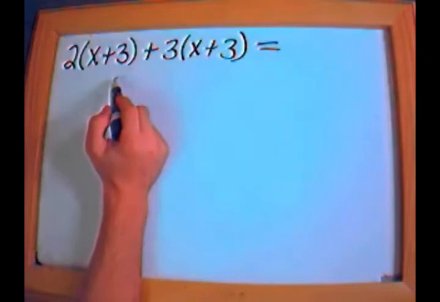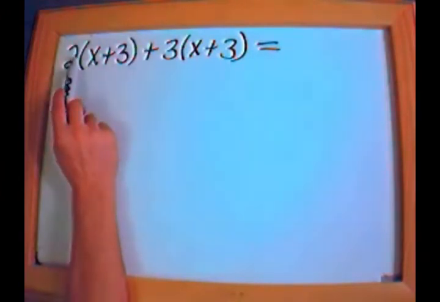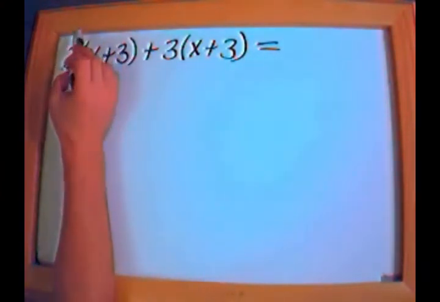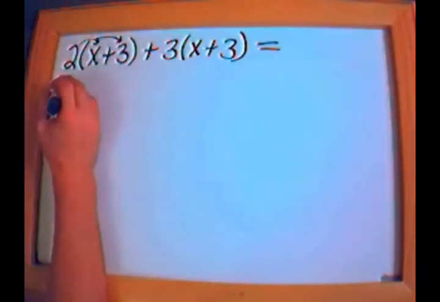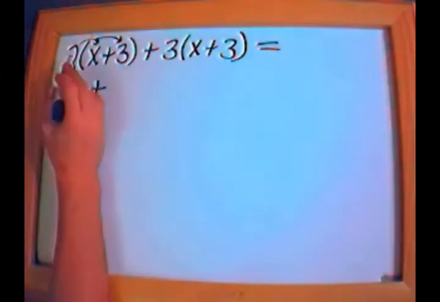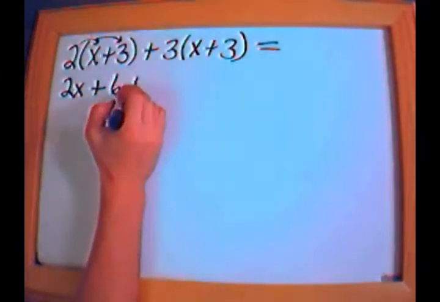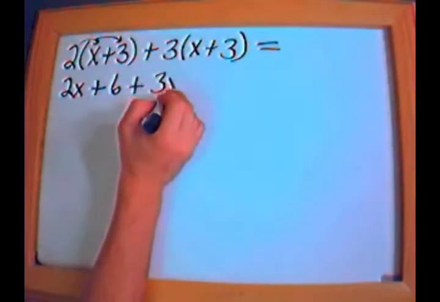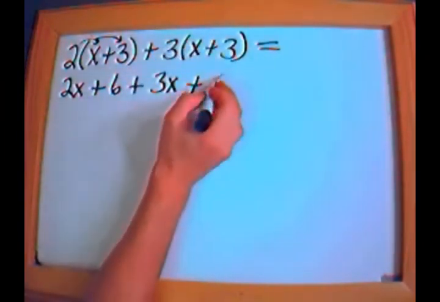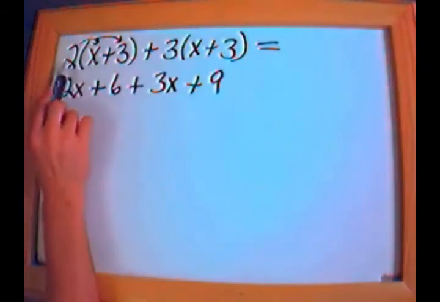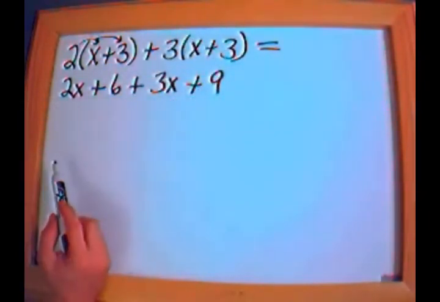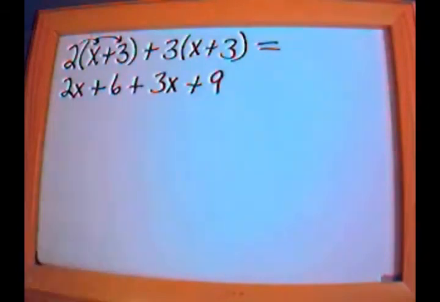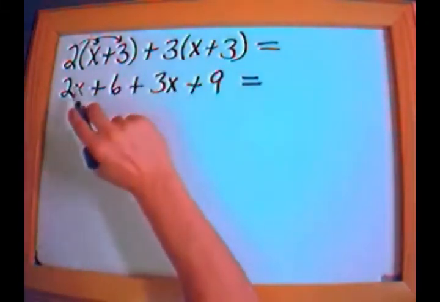Can't really do that. But I do have a number outside of a parenthesis, so I can use the distributive property, remember, to distribute this 2 in. 2 times x is 2x, plus 2 times 3 is 6, plus 3 times x is 3x, plus 3 times 3 is 9. You see, all we did was just distribute whatever's on the outside to the inside. 2 times x, 2x, 2 times 3, 6, 3 times x, 3x, 3 times 3, 9.